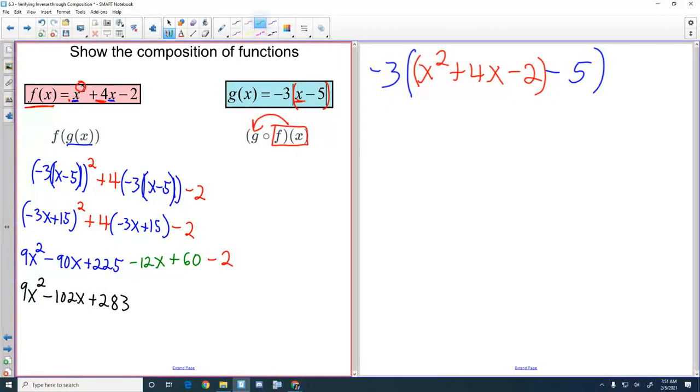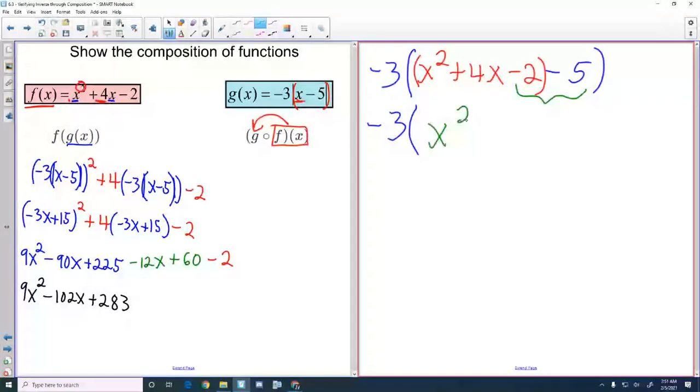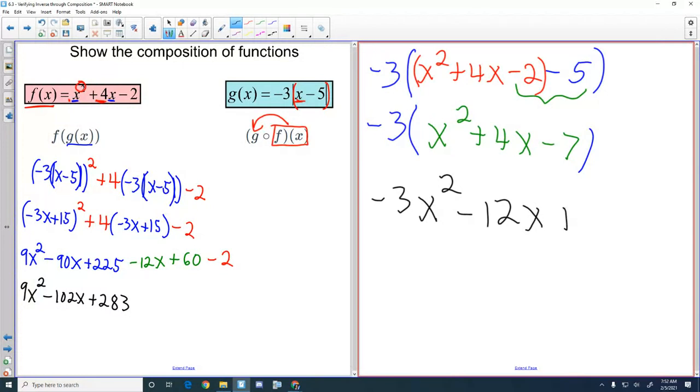And all we're going to do then is combine those two like terms, those two constants. So you don't need to write them in this case, and that's why I didn't. That is a good question. So then we've got -3 times x squared plus 4x minus 7. Right, so that's just combining the -2 with the -5. We got a -7. And now the only last thing to do is distribute the -3. So that's going to give us -3x squared minus 12x plus 21. And that is the g of f of x.